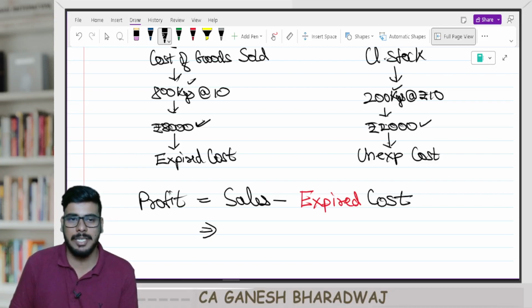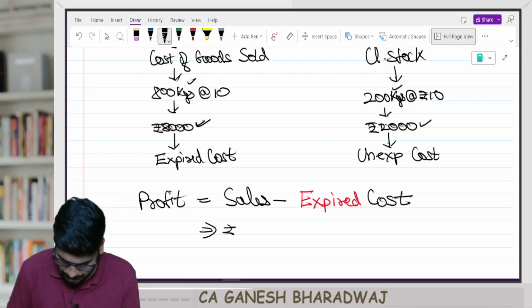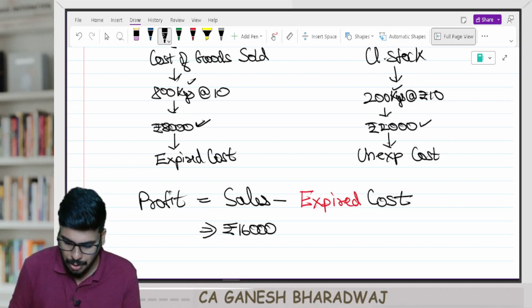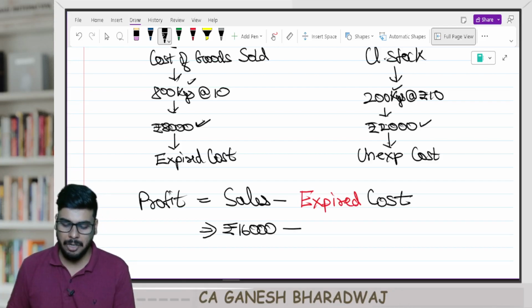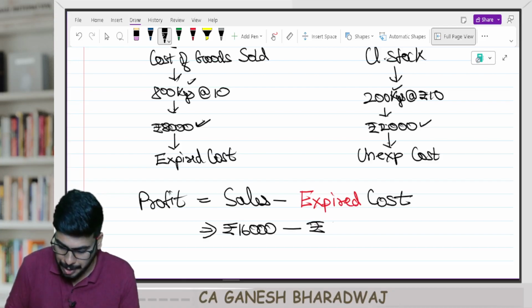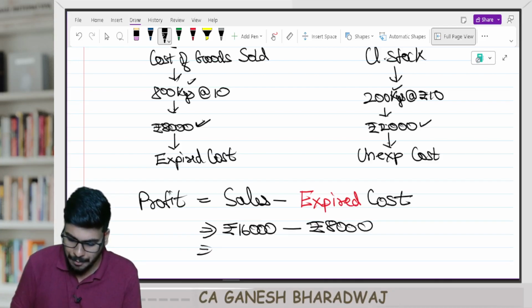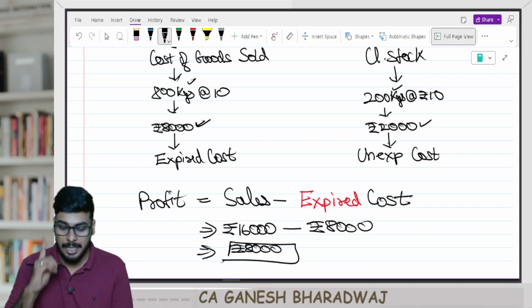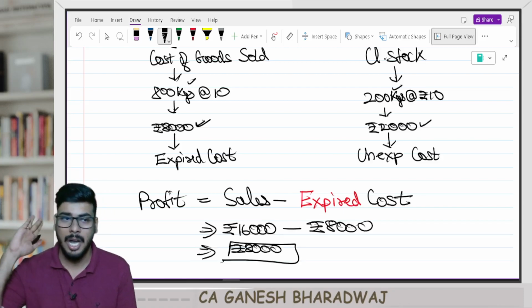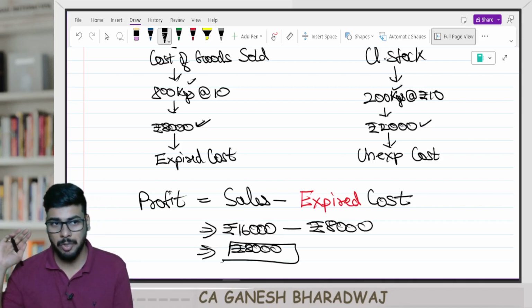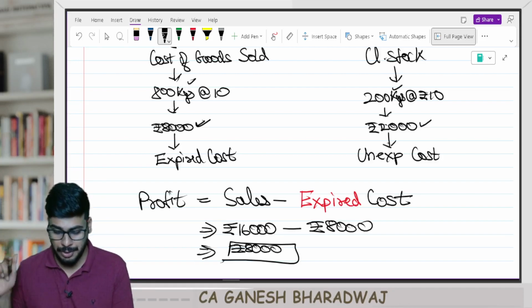In this case, what is the sales revenue? 16,000. Yes, write down the figure. I told you, learn like a child. Don't worry about anything. Bring the child mode. Then expired cost, how much is it? 8,000 rupees. So how much is the profit? 8,000 rupees. So basically, profit stands for sales minus expired cost. Is everyone able to understand this?